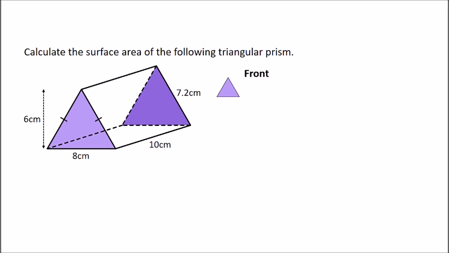So for my front side, it is a triangle with dimensions 8 and 6. So base times height and half it. So 6 times by 8 divided by 2 would give me 24 units squared for this front face. And then the back face we know is exactly the same because it's a prism. So the back face will also be 24 units squared.